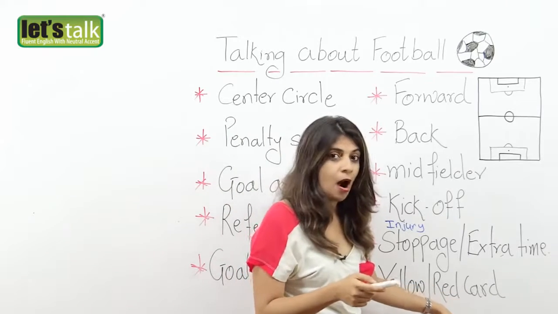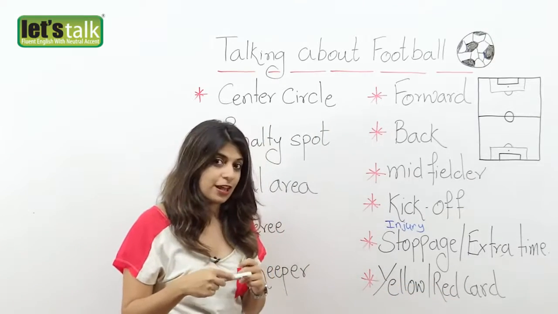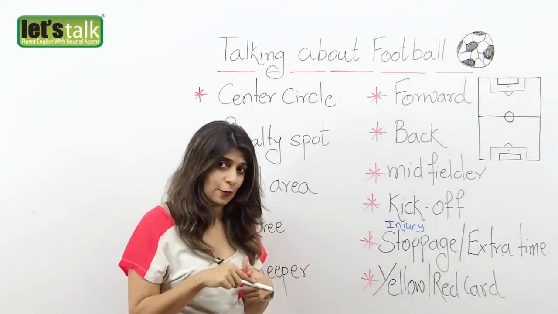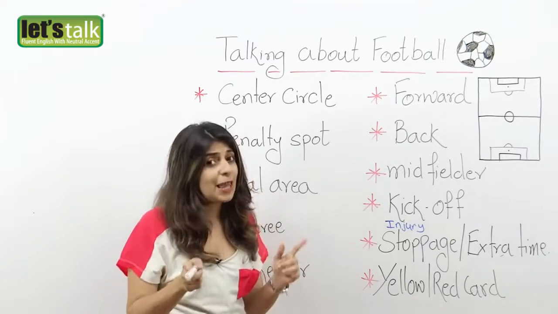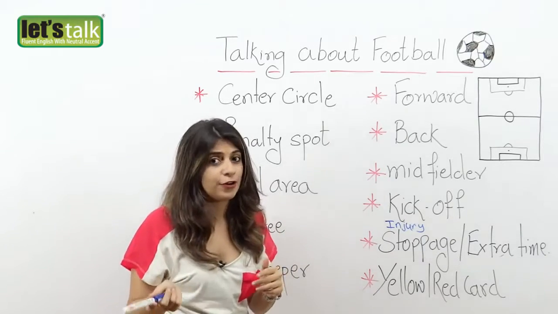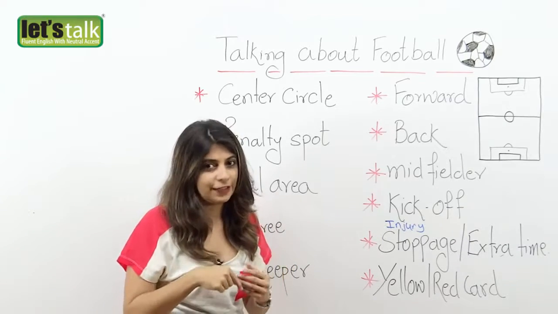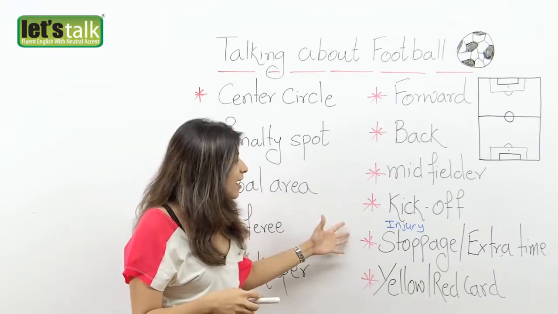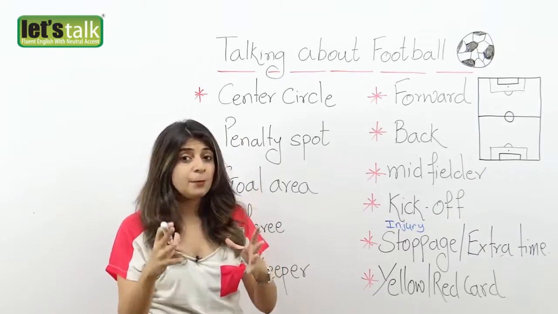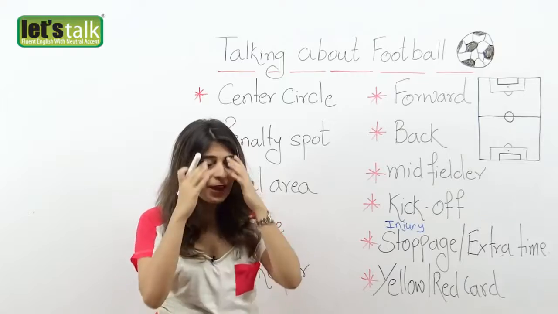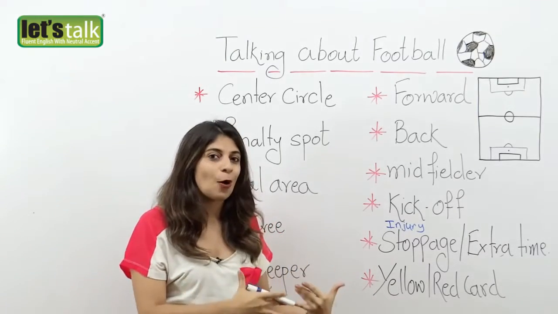Whereas a red card is shown by the referee if the player has disobeyed a rule and he would not be continued to play further. So he is kind of disqualified. He has to get out of the field, okay? So these are certain words that would help you to understand the game, okay? It's vocabulary related to soccer.